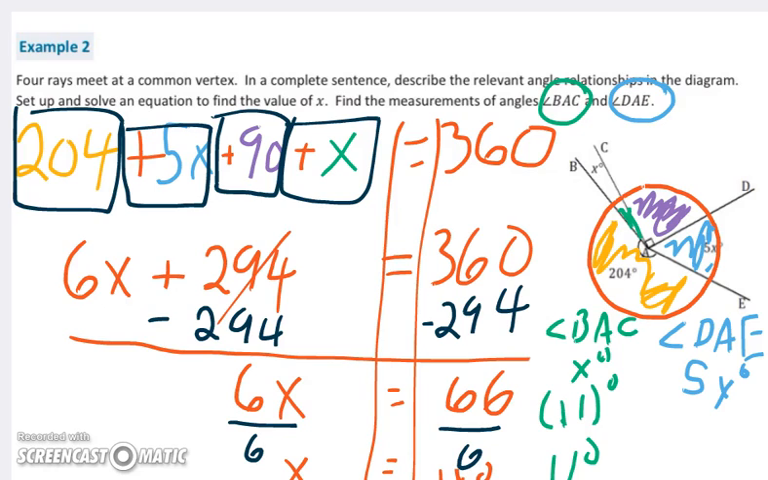Again, hopefully you write a little bit better. Let's substitute in, instead of writing the x, bring down the 5, that's a constant. That's not changing. Our x was 11, so we plug in 11, parentheses mean to multiply, and we have 55 degrees for angle DAE.